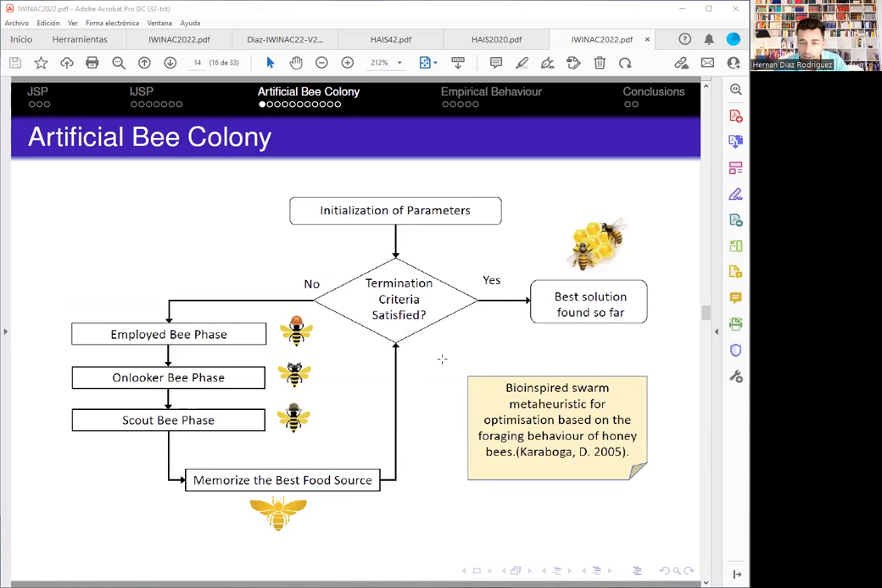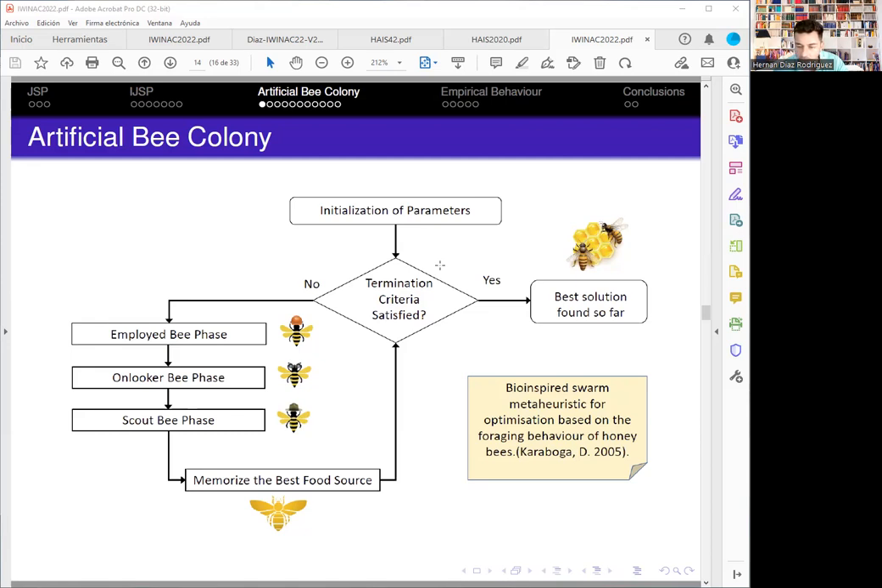Okay, so now let's look into the artificial bee colony algorithm. Here we have a flow chart about what is happening in this algorithm. First, we have a step of initialization of parameters. We have to take into account that each solution is encoded with permutations with repetitions, and it is decoded with an insertion strategy, which means that each task is inserted at its earliest feasible time.